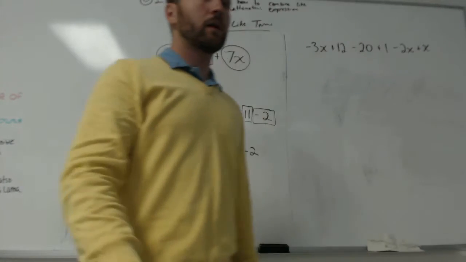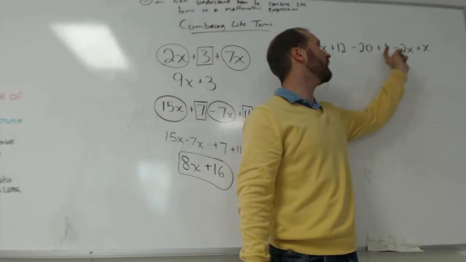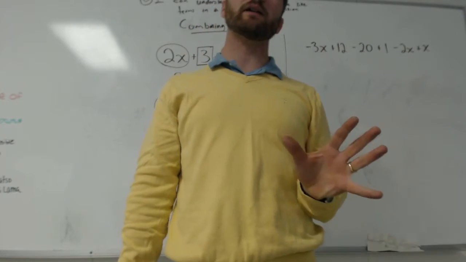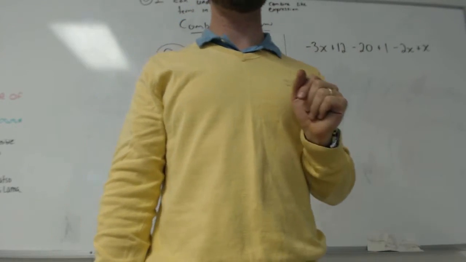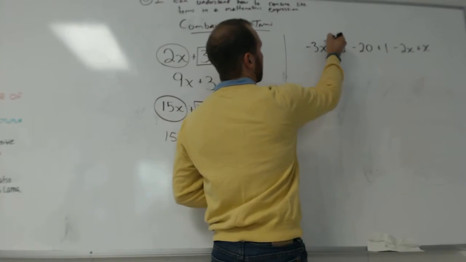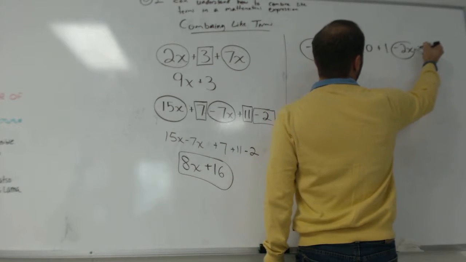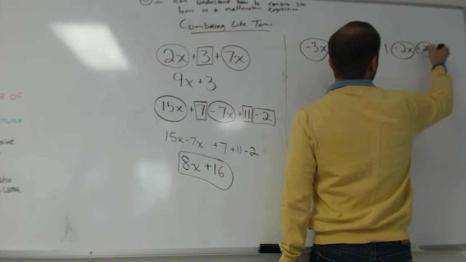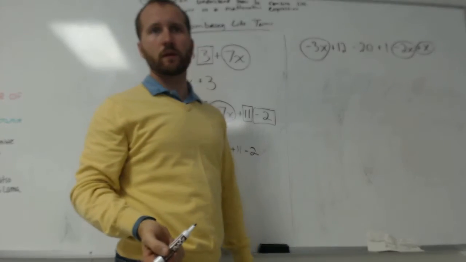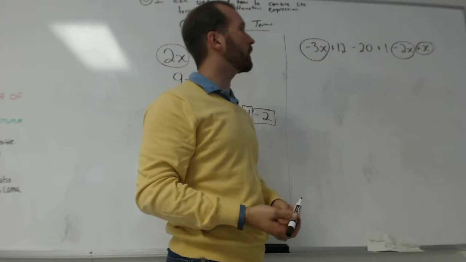Okay. Is it done? So we've got negative 3x plus 12 minus 20 plus 1 minus 2x plus x. Let's circle all the terms that have x's in them, remembering to include the minus signs in our circles. Minus 3x. Minus 2x. And then x. We could say x or plus x, whichever one you want to do. So for some people it might be helpful to circle the plus. If that's helpful for you, go ahead and do it.